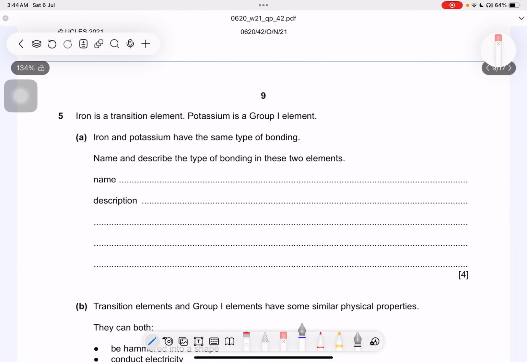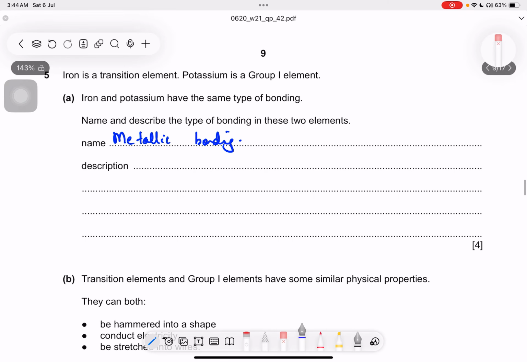Iron is a transition element. Potassium is a group 1 element. Iron and potassium have the same type of bonding. Name and describe the type of bonding in these two elements. Of course, it is metallic bonding, in metals. What is present is positive ions and a sea of delocalized electrons, and there is an attraction between them. Let me draw this. So these are the ions, and we have electrons like this, and attraction between these.